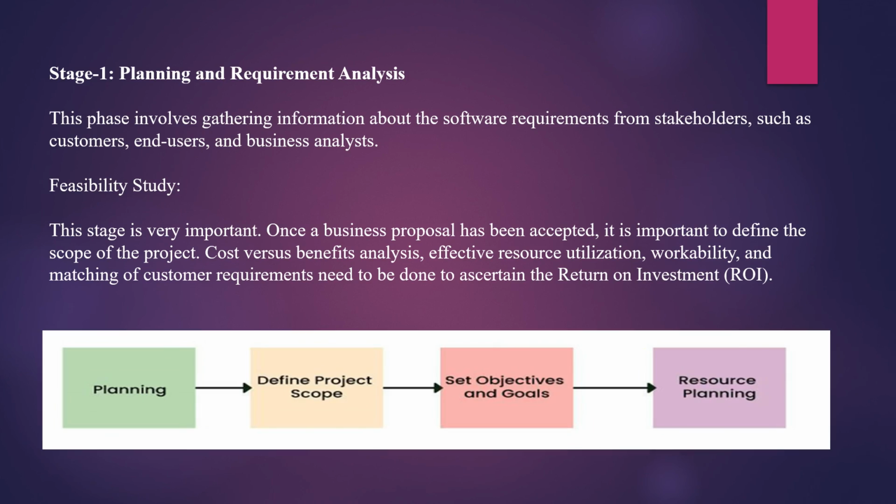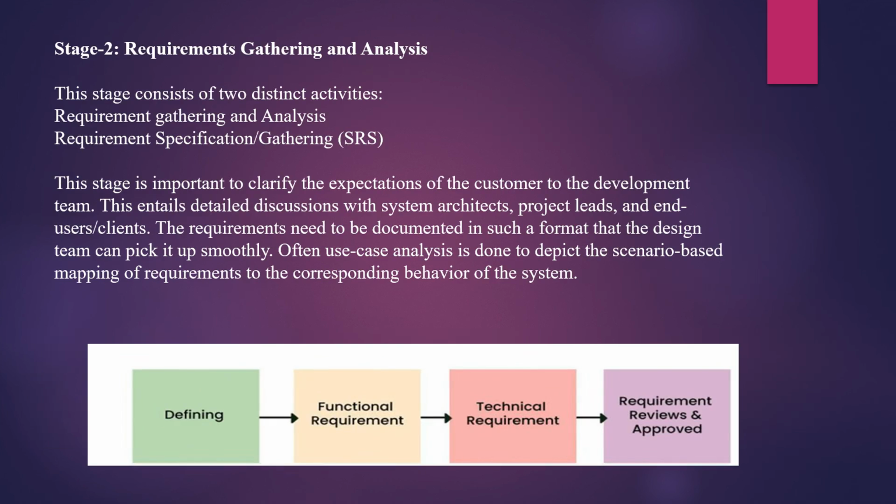And this is the diagram here. First, we do the planning, then define the project scope. What is the scope of the project? How it will go, how much effectiveness, how many resources are being managed, these things we can do in this phase. And then the project scope, then objectives and goals. What are the objectives and what are the goals of this? In the feasibility study also we can do all these things. Then the resource planning. The second stage is requirement gathering and analysis.